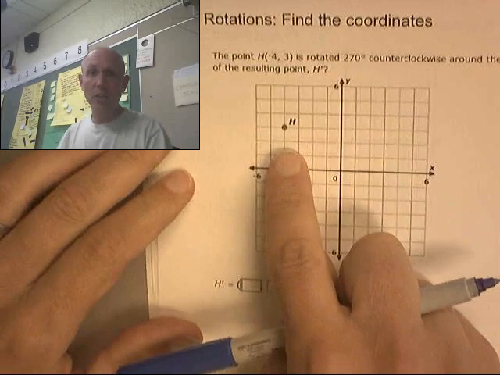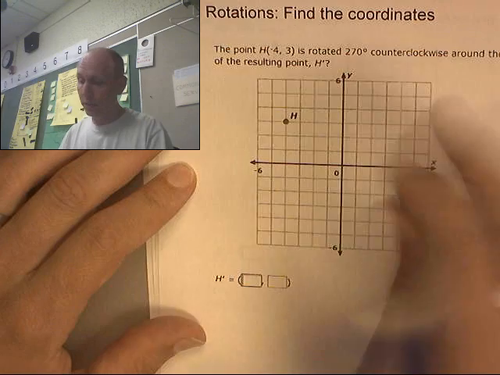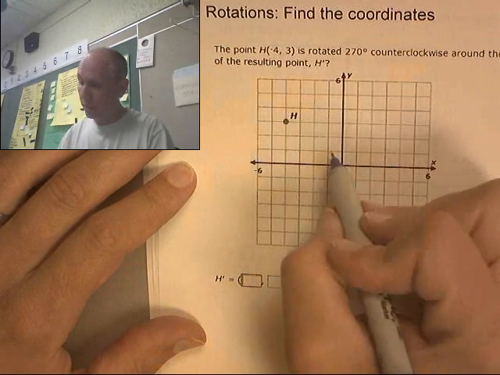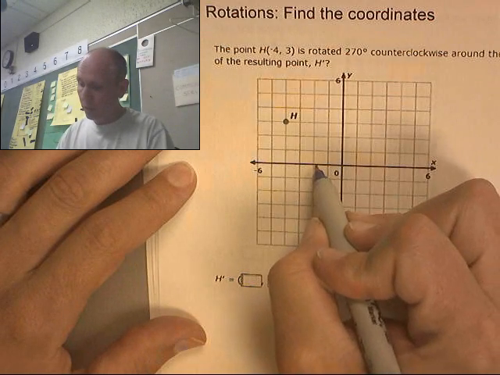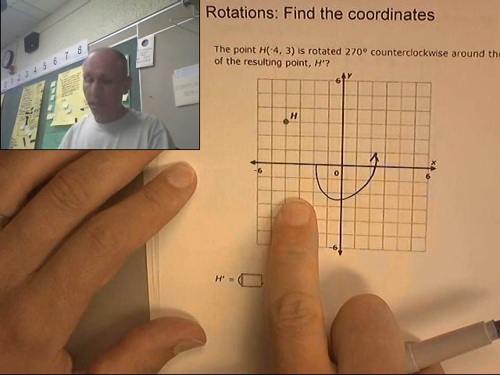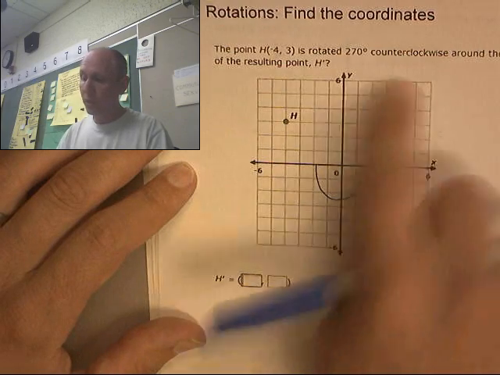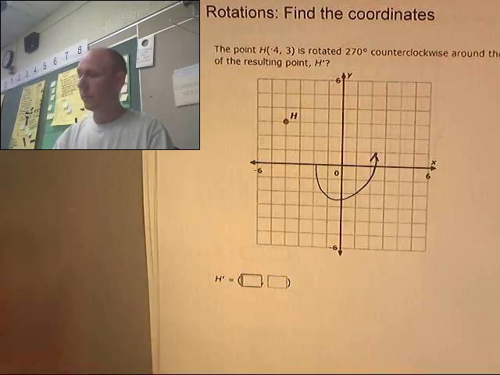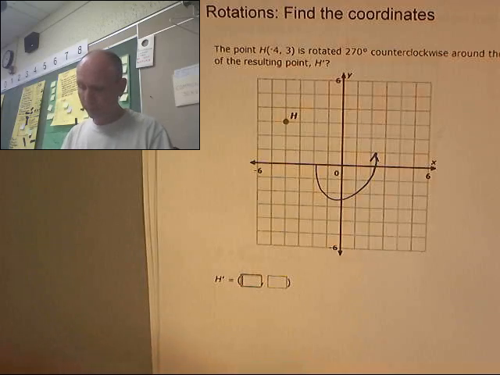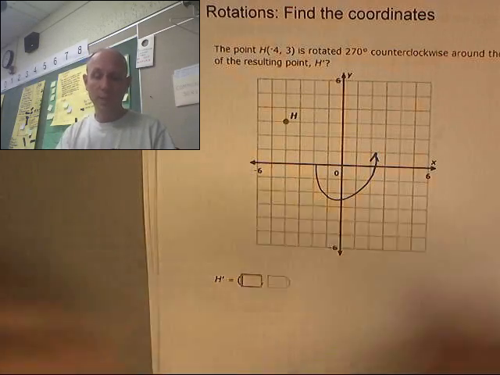You need to rotate H 270 degrees counterclockwise. Counterclockwise is this direction. Now, if he ends up over here, that's a 90. Here would be a 180. This would be a 270. So he's going to end up over here. And I'm going to use my paper again because I like to, and I think it's a good way to show what's going on.